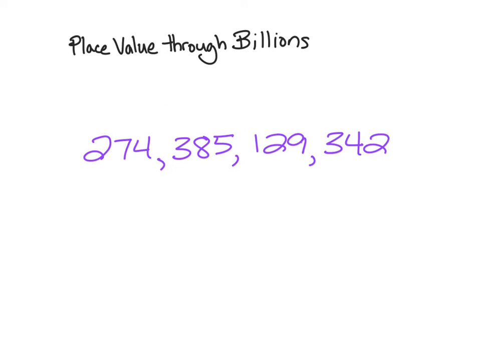Here I have another number written down. What sometimes helps is to divide it in the periods before I even start reading the number. So for example, I know this would be the ones period. This would be the thousands period. This would be the millions period. And this would be the billions period. So if I was reading this number, I would say 274 billion, 385 million, 129,342.